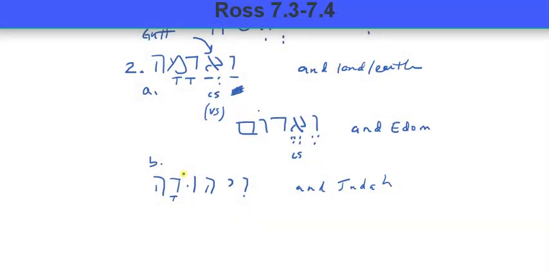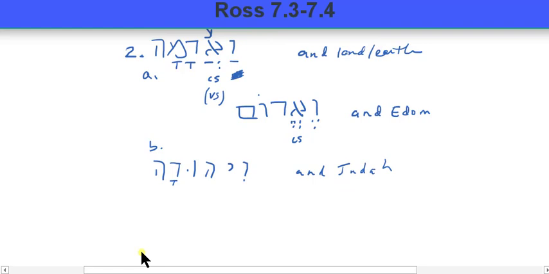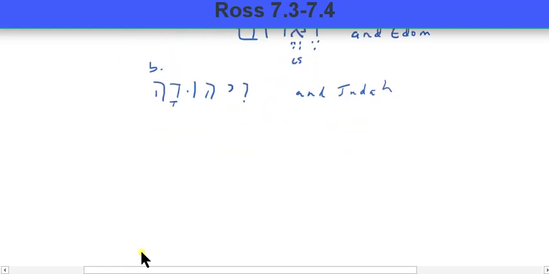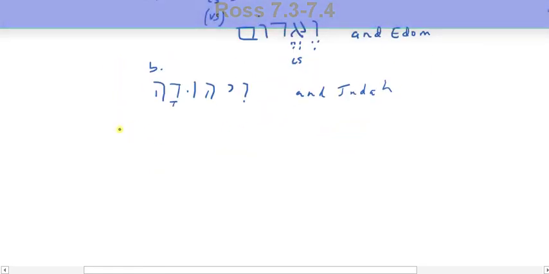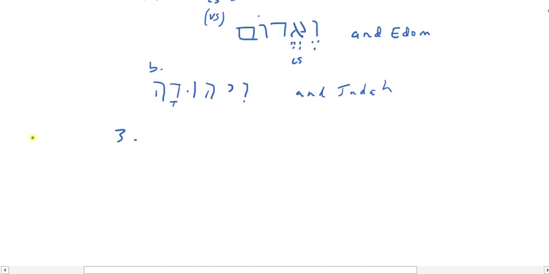Now, the third situation that Ross deals with is where, I'm going to put it over here, the conjunction vav is not, and I stress not, like the inseparable prepositions. Okay? Here is where they are most definitely not like the inseparable prepositions.